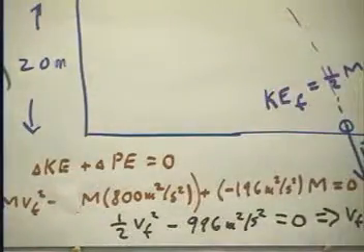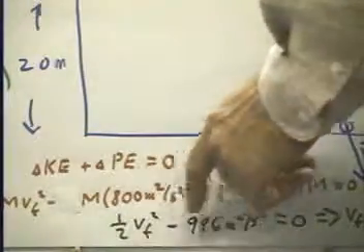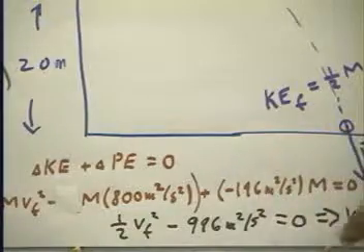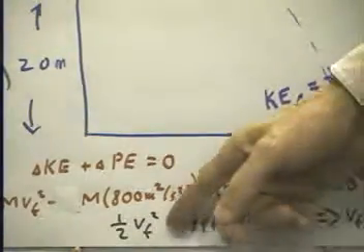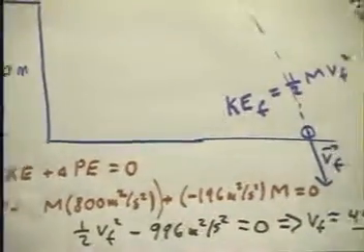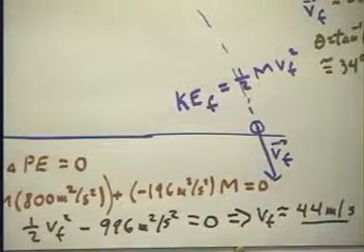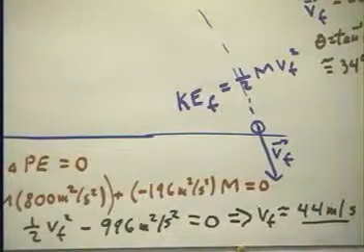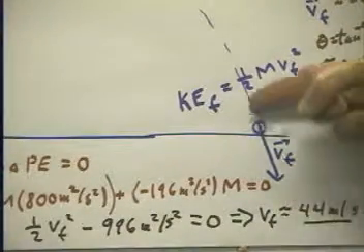We first note that M appears in every term, so we can divide both sides by M. It'll disappear, and we end up with 1/2 VF squared minus 996 meters squared per second squared equals 0. We add the 996 meters squared per second squared to both sides, multiply by 2 and take the square root. Very straightforward calculation. We end up with a final velocity of 44 meters per second. That gives us the magnitude of the final velocity.